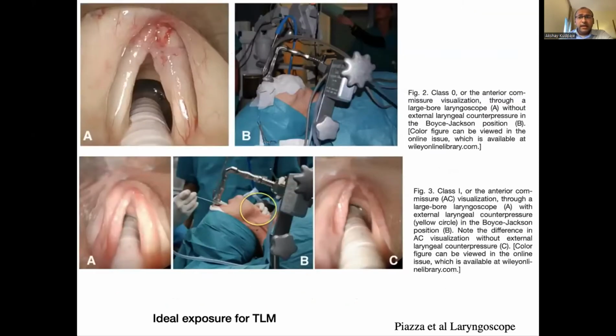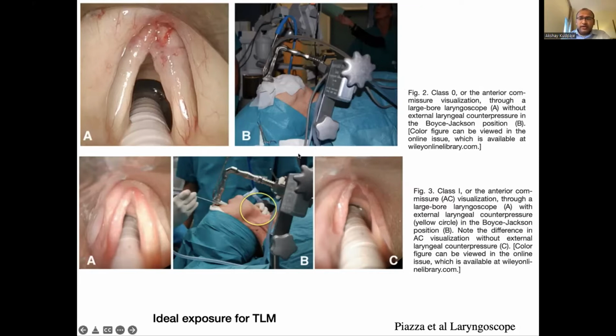So what is an ideal laryngeal exposure? Professor Piazza and group have beautifully described the preoperative predictors in the form of a laryngo score, which was later modified as a mini laryngo score, where they have classified the classes of laryngeal exposure on suspension laryngoscopy under general anesthesia. When you place a laryngoscope and suspend them, if you're able to visualize the anterior commissure without needing any external pressure, then that is called a class 0 exposure, which is an ideal situation to go for transoral laser surgery if the site as well as the volume of the tumor suits the procedure.